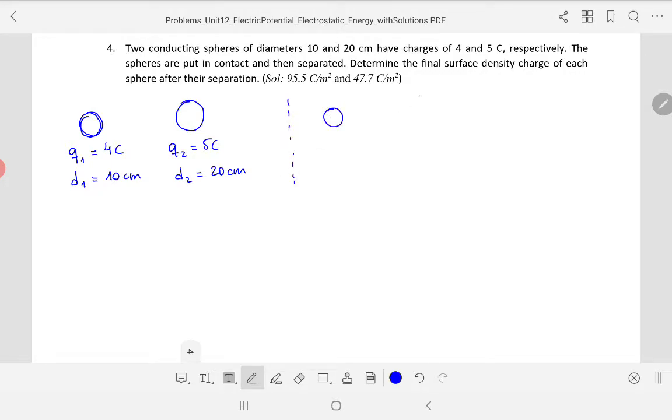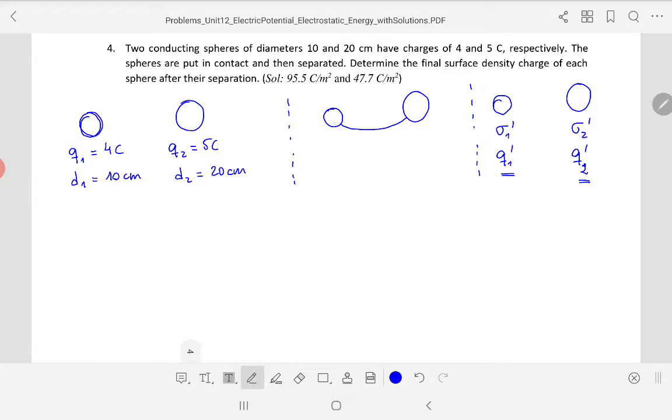For instance, we use a conducting wire, and then they are drawn apart again, and they are asking what is going to be the final charge density of both spheres. Okay, if we know the final charge of each sphere, we're going to easily know what the surface charge density is. So we're going to focus on finding these.